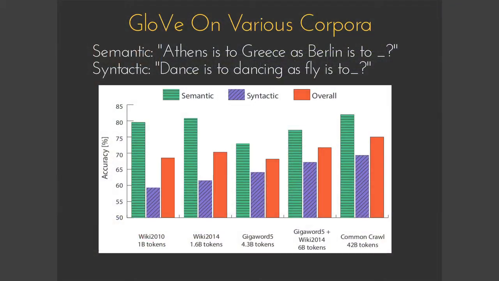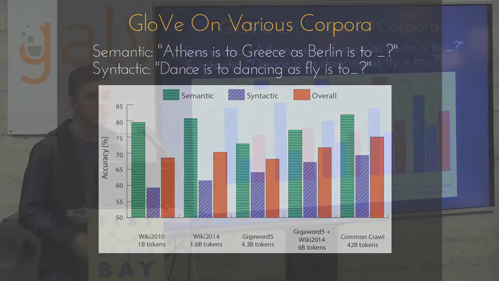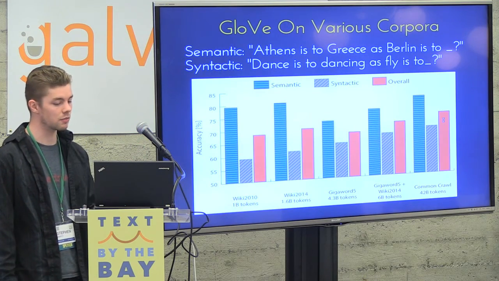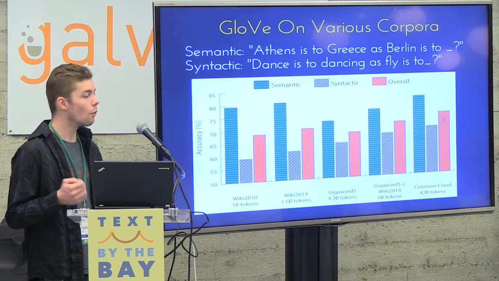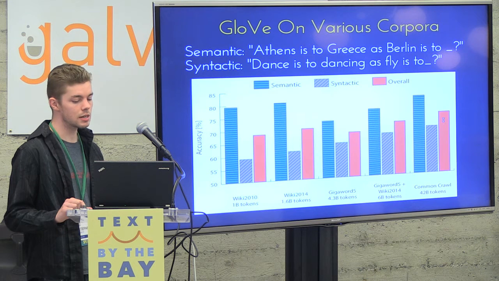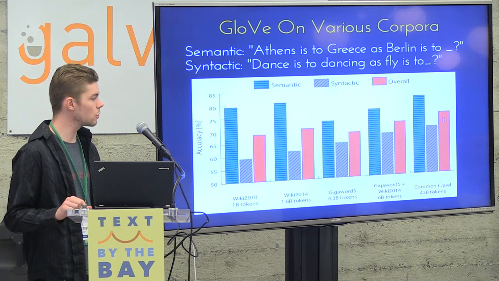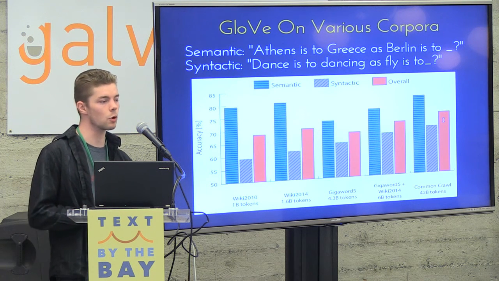Given that, they actually then looked at how it worked on a number of different tasks, so semantic and syntactic. Semantic being Athens is to Greece as Berlin is to Germany, syntactic being dances to dancing as fly is to flying. And they basically found, well, surprise, it works quite well. What the real surprise was is that they compared it to using a few different corpora.